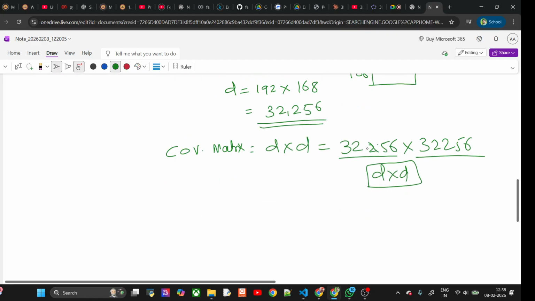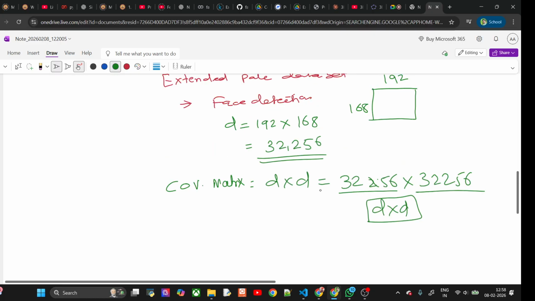So this is actually what we have seen. You are able to do this extended face detection: you get the data set, you do eigenface calculations and all, and you calculate the covariance matrix, which is the common step we do every time. But the covariance matrix is d cross d, which is 32,256 cross 32,256. So this is the main challenge.